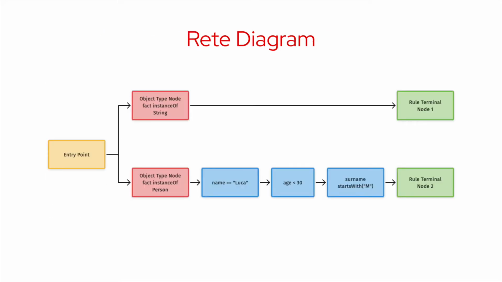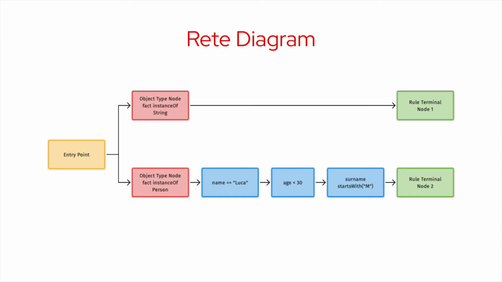When dealing with Drools rules evaluation, it's useful to see the relationship between the nodes in a graphical way, so here's an example of a very simple Rete. You can see the various kinds of nodes are colored in different ways. Object type nodes, also known as OTN, are pink, alpha nodes are blue, and rule terminal nodes are green. We have a yellow node called entry point, which is where the evaluation of a rule starts.